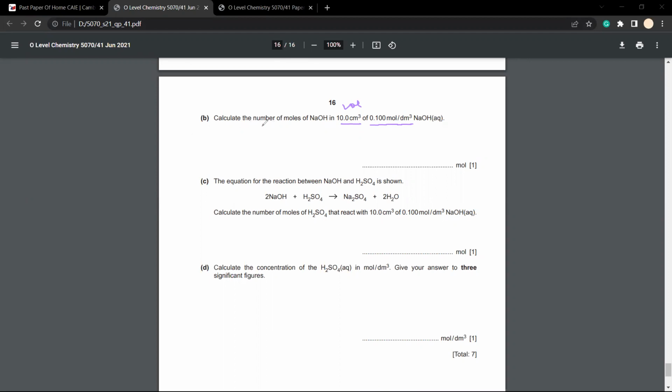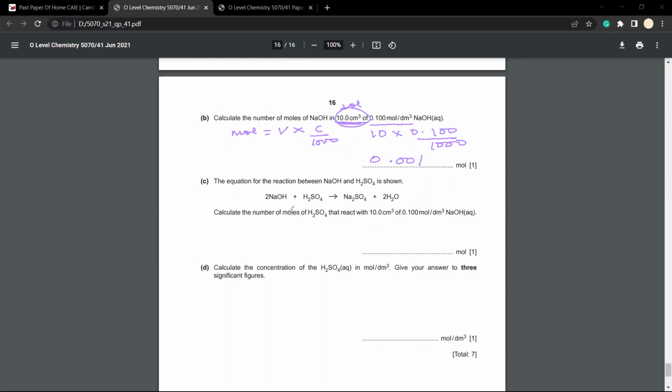So in order to find out the moles in solution, the formula remains the same. If you want to calculate the moles, we will be multiplying volume by concentration divided by 1000. So volume is basically 10 multiplied by 0.100 divided by 1000. I'll have the number of moles of NaOH which are present in 10 cm cube of NaOH, right? So I'll be getting the answer, that is 0.001. So these many moles are present in 10 cm cube of NaOH.